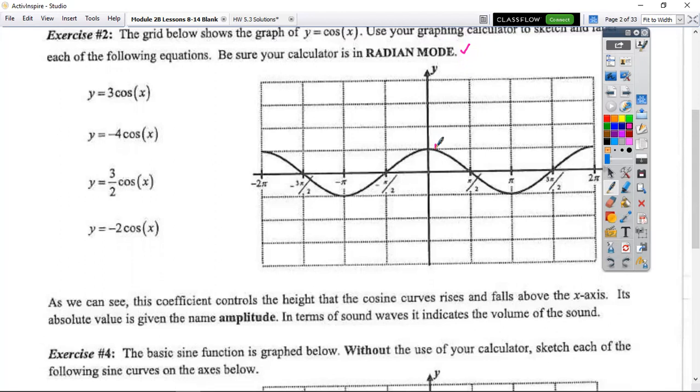This has an amplitude of 1, so that was a 1, a 2, a 3, and a 4. So this graph just goes by ones instead. -1, -2, -3, -4. Okay. And what we're going to do is we're going to use 3 cos of x. So this has, I'm going to use my first colored pencil, what we call an amplitude of 3. That means it's going to go up to 3 and down to -3.